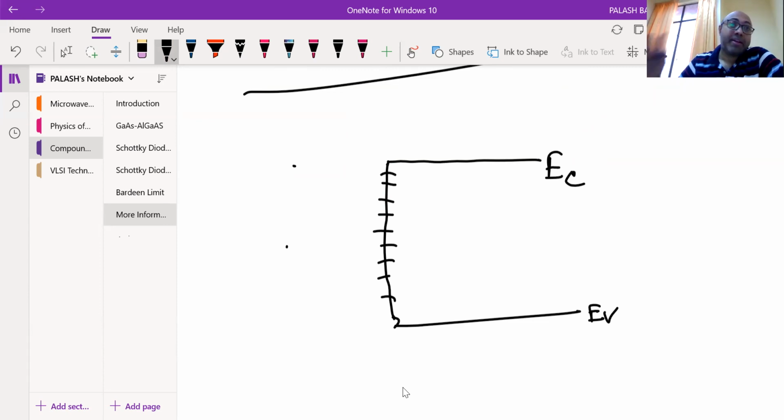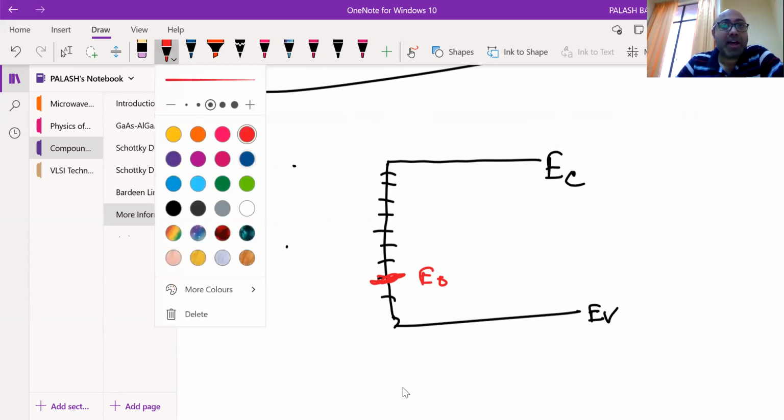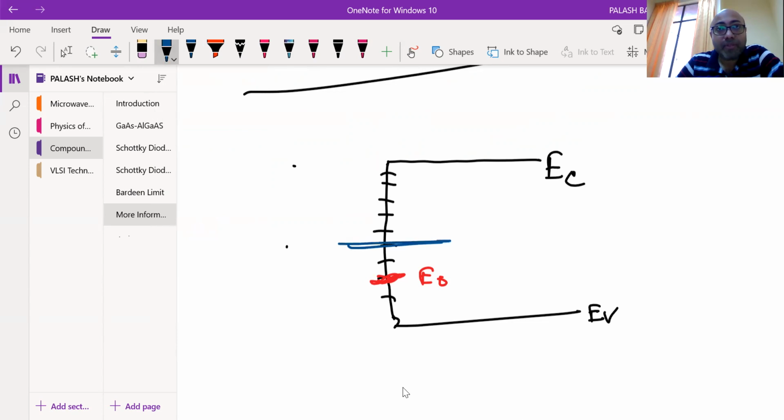And what will happen? These are the defects, and they are very prone to take electrons or give out electrons. They have very high electron affinity over there. Moreover, you have doped the semiconductor. Suppose this is my E0. Suppose you have doped the semiconductor at a higher level, so it is my EF.